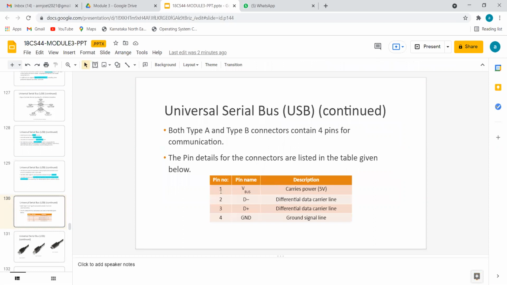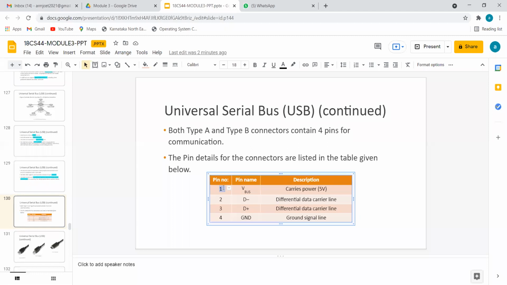If you take a USB cable, there will be 4 pins. Basically, 4 pins will work. The first pin is the power supply, the second and third pins are data carriers, and the fourth pin is the ground. If the first pin is not working, definitely 2, 3 and 4 will not work. And the fourth pin is also important. What happens if sometimes more voltage flows into the circuit? To eliminate that unwanted or extra current, we need a ground.